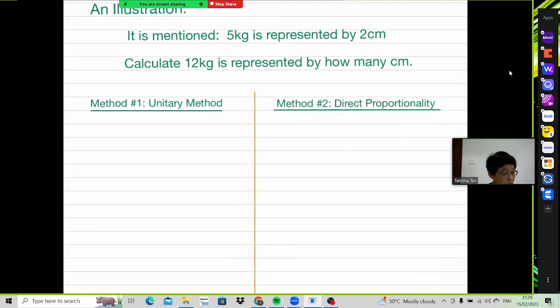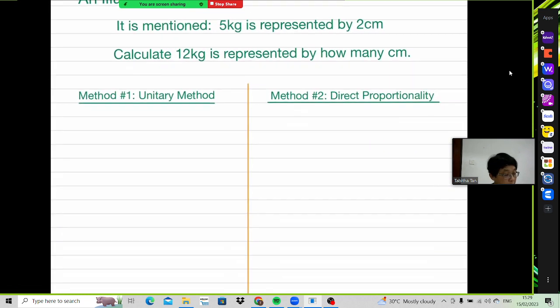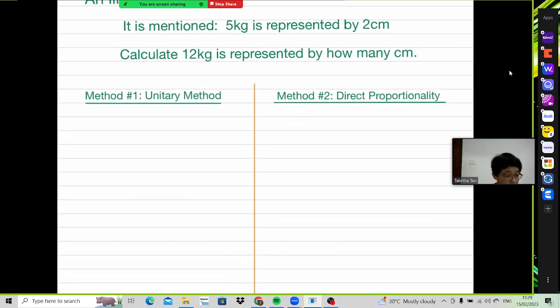Well, let's just hop on to approach this and solve this. How many centimeters represent 12 kilograms? In this context, in terms of marks, it doesn't matter which method you use. Some students prefer method number 1, some prefer method number 2. However, the assurance is it doesn't affect your overall mark scheme.